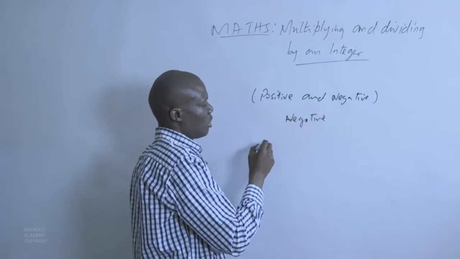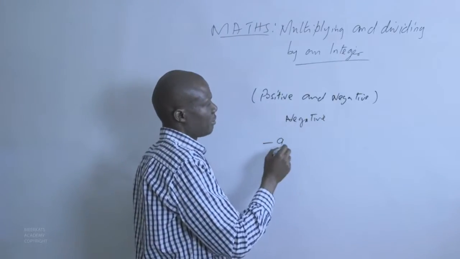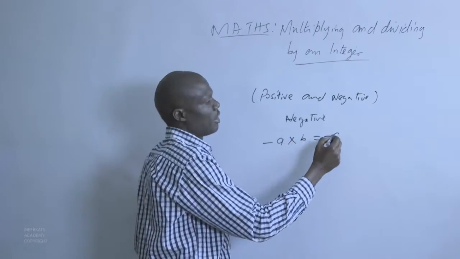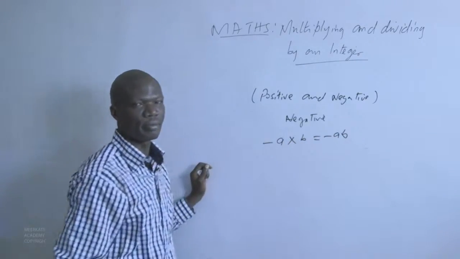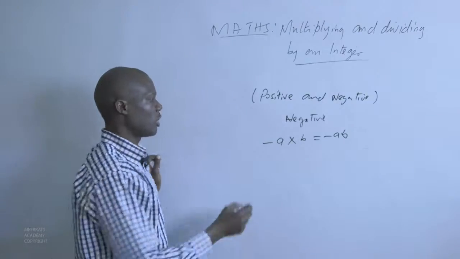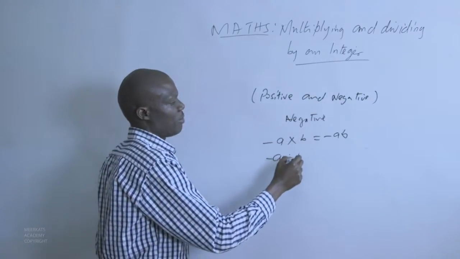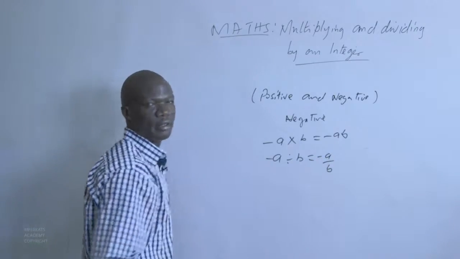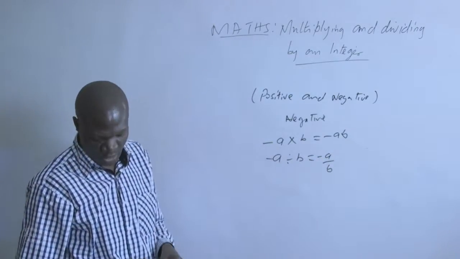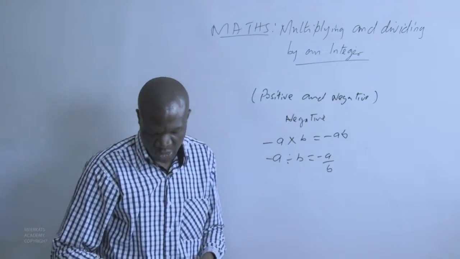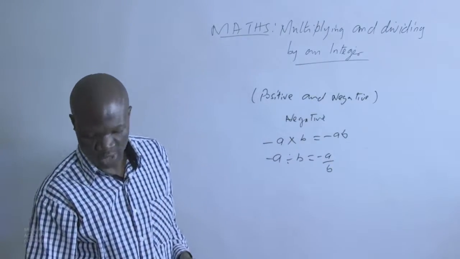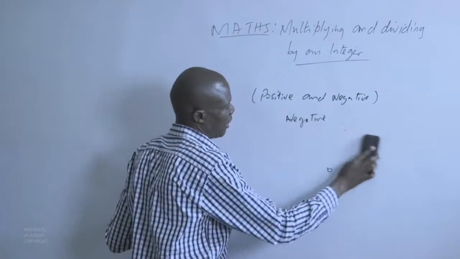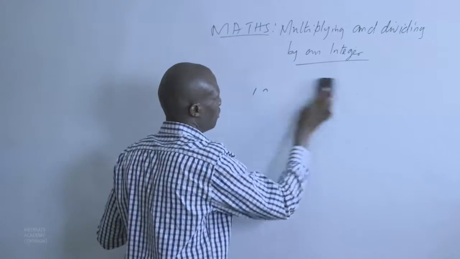For example, negative A multiplied by B is negative AB. If it was for the quotient, minus A divided by B is minus A over B. So the result will always be negative. So let us look at worked out examples as we apply the rules that we've gone through.